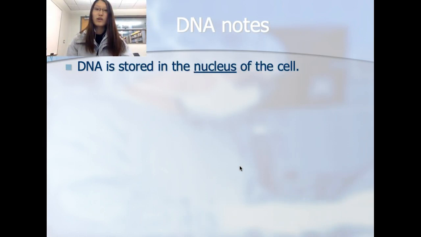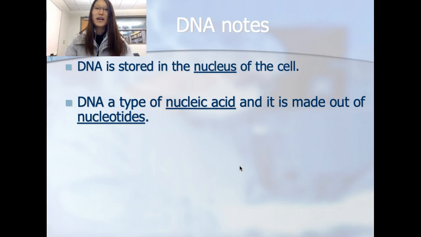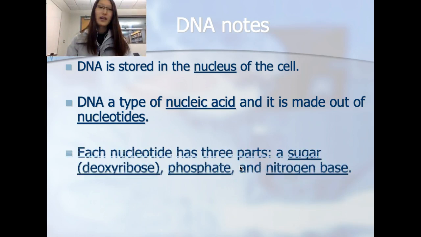More notes. DNA is stored in the nucleus of the cell. So easy. DNA is a type of nucleic acid. Here it is. And it's made out of nucleotides. So nucleotides, if you can remember, those are called monomers. Monomers are the little tiny building blocks or the Lego blocks. And for DNA, we have nucleotides, DNA nucleotides.